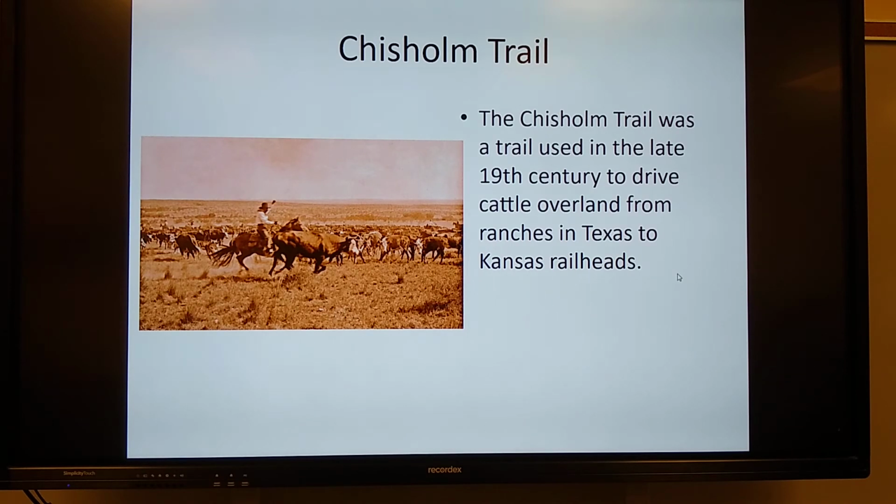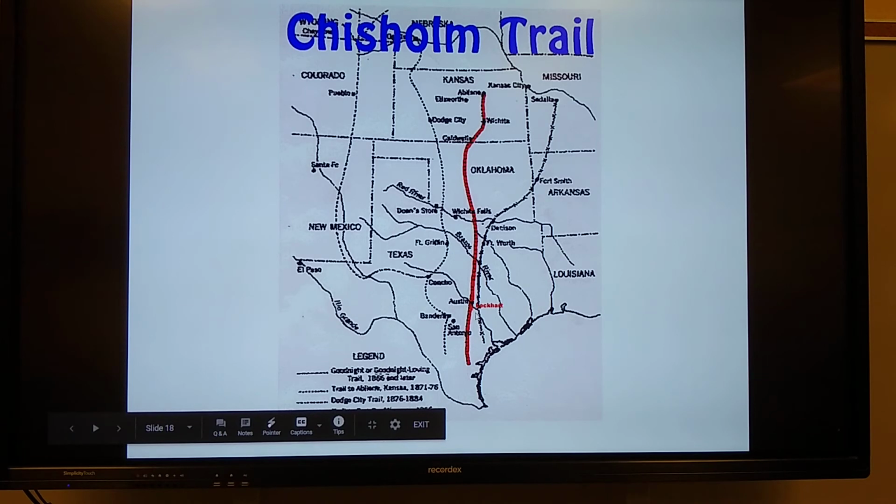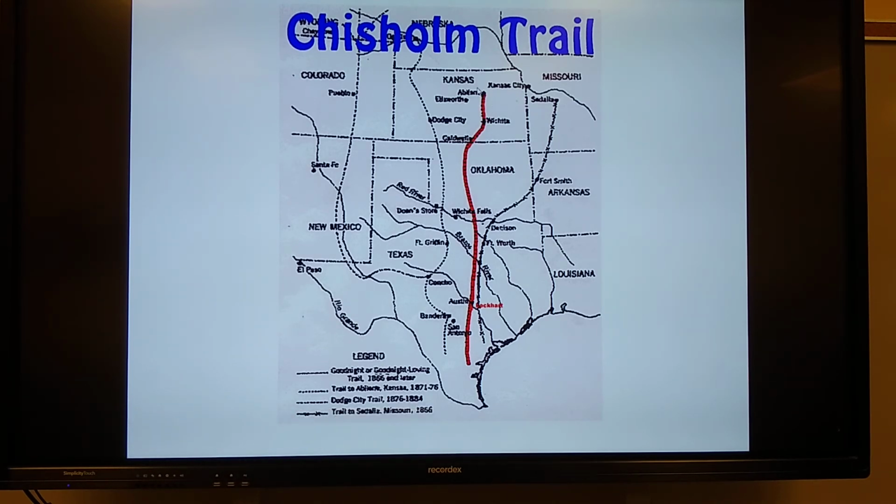The Chisholm Trail was a trail used in the late 19th century to drive cattle overland from ranches in Texas to Kansas railheads. And this red line here is where the Chisholm Trail was located. Started in southern Texas, went through the state of Oklahoma, and then ended close to northern Kansas, in Abilene, Kansas, specifically.